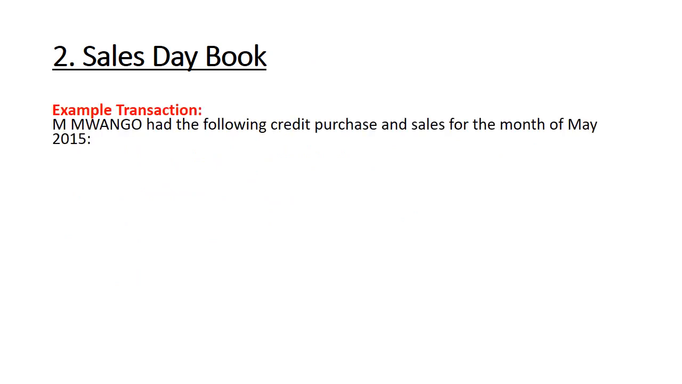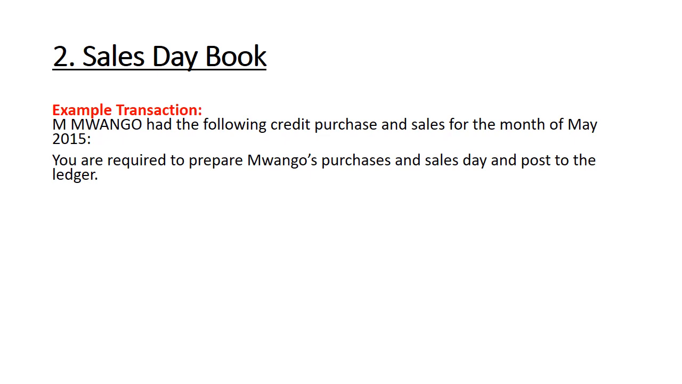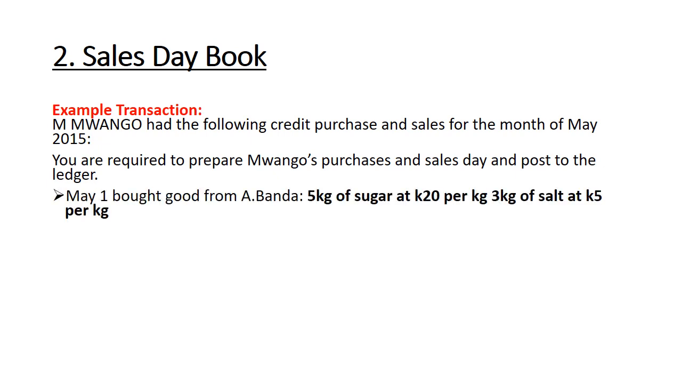Let's take a look at an example. Mwango had the following credit purchases and sales for the month of May 2015. You are required to prepare Mwango's purchases and sales daybook and also post to the ledger. These are the transactions.